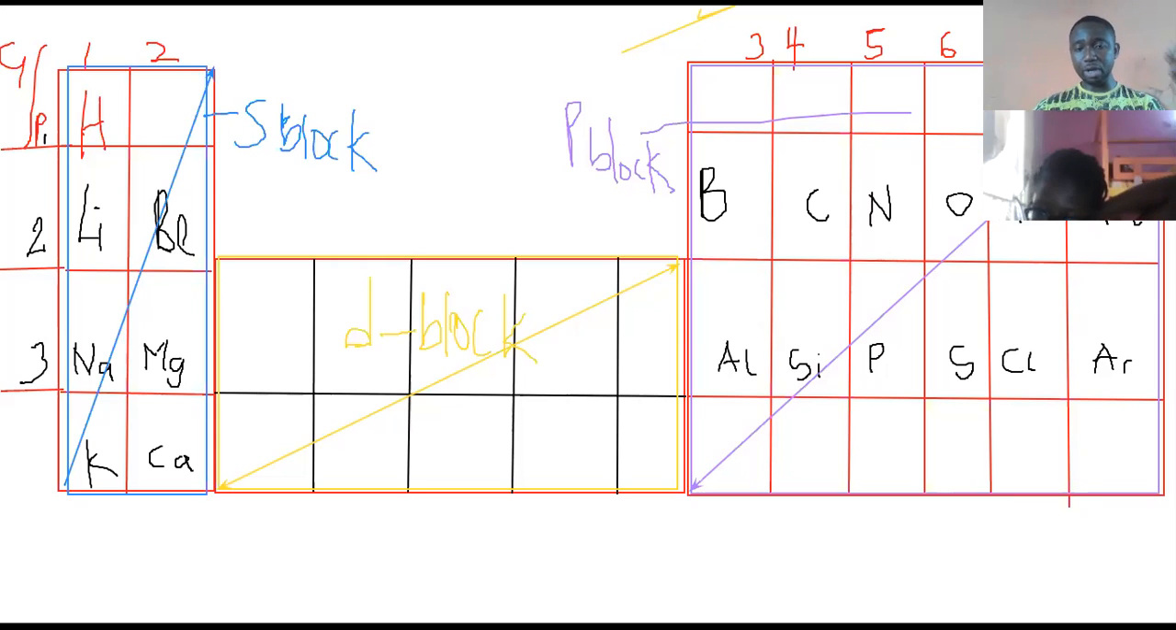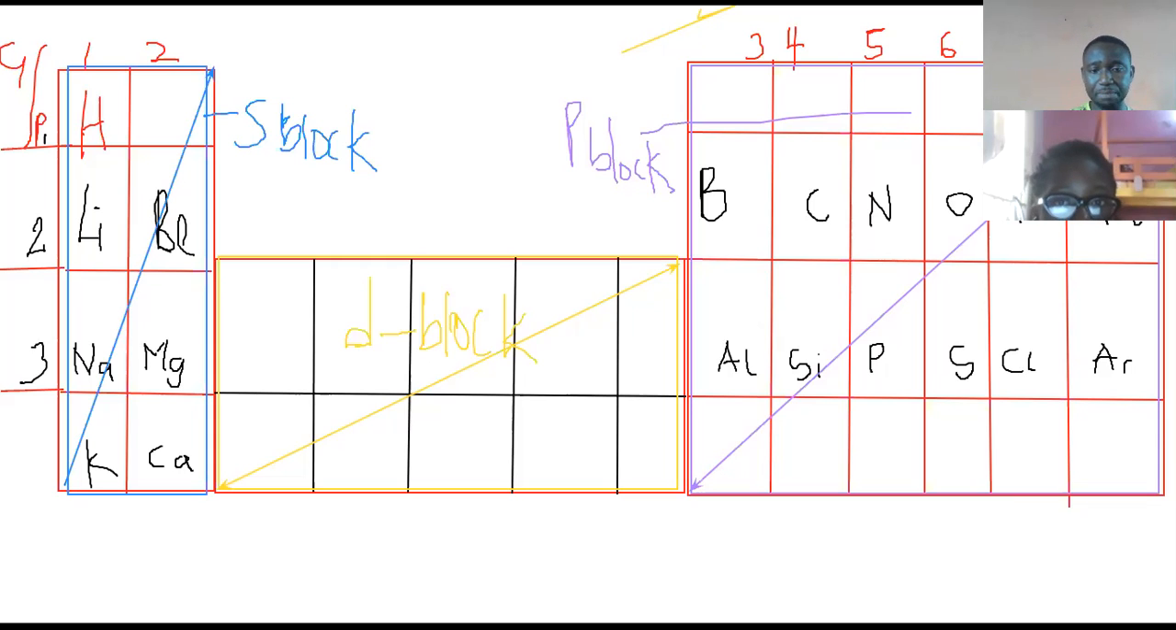Now, the P block elements have the P orbital as their last electron, and they are also called the P block elements. Elements that have their last electron in the D orbital, we call the D block elements, while those that have their last electron in the F orbital are called the F block elements. I really don't want to move that periodic table because I'll be using it to explain a whole lot of things.